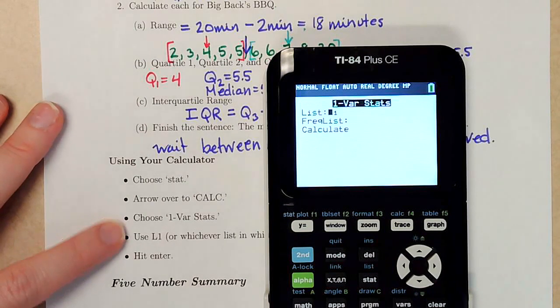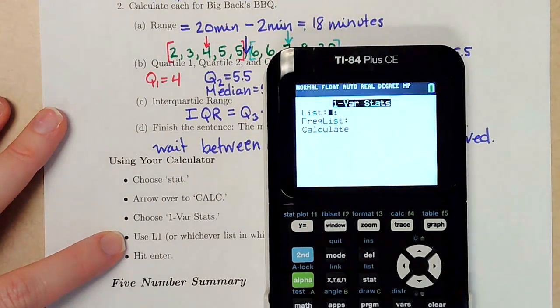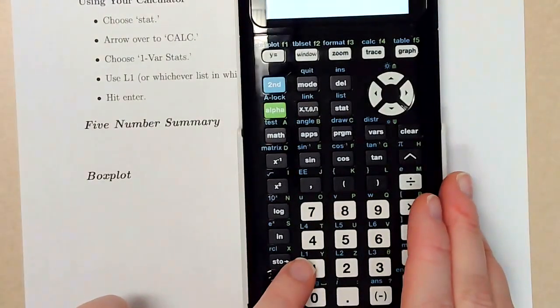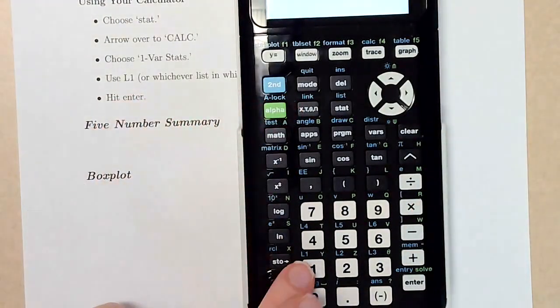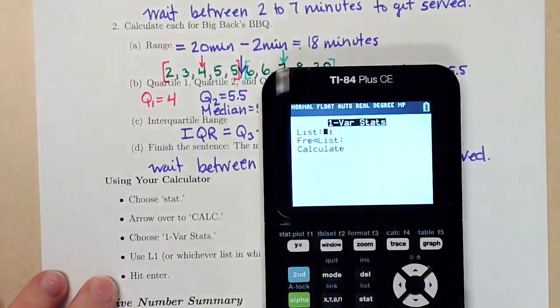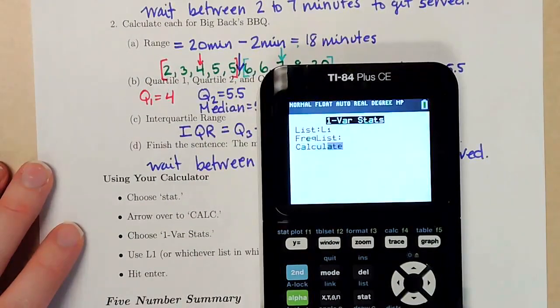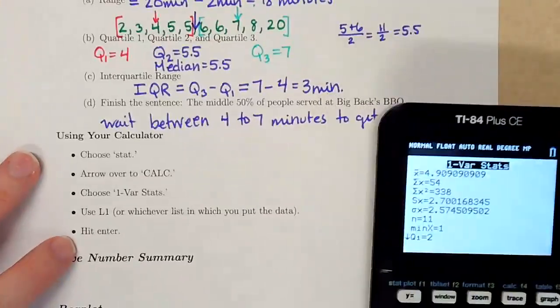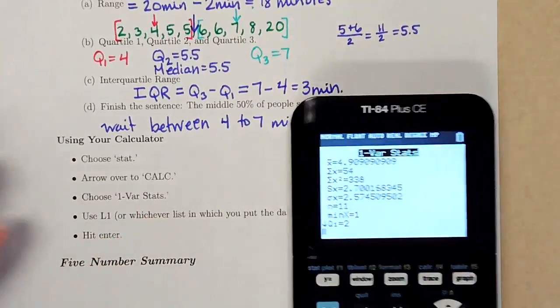So I'm going to hit enter. I make sure that this says L1. And if it doesn't, it's right there. So this would be second one to get L1 written there. I hit enter, enter, and calculate. And we see this whole thing. Okay, we definitely did that.